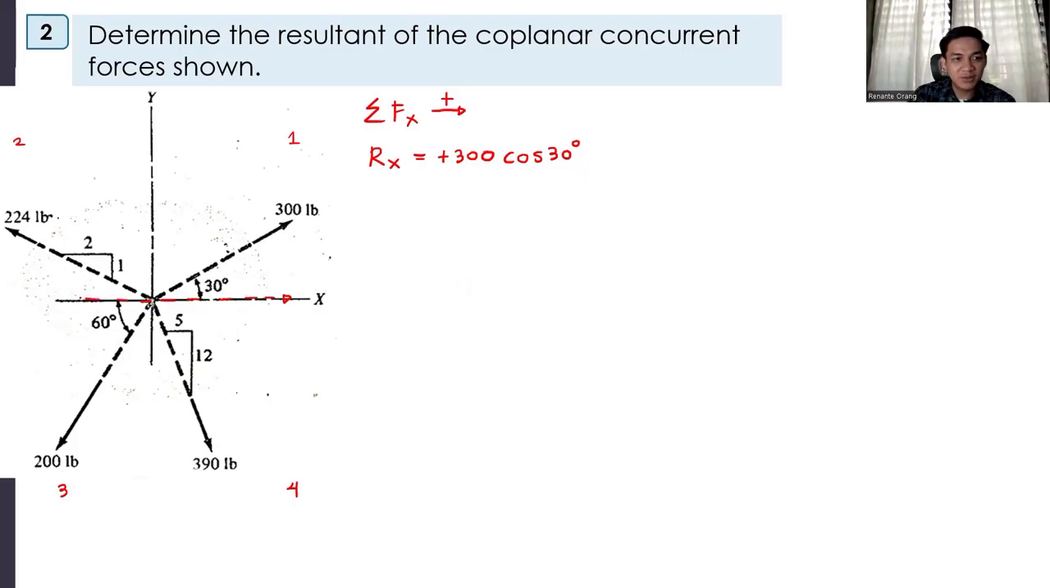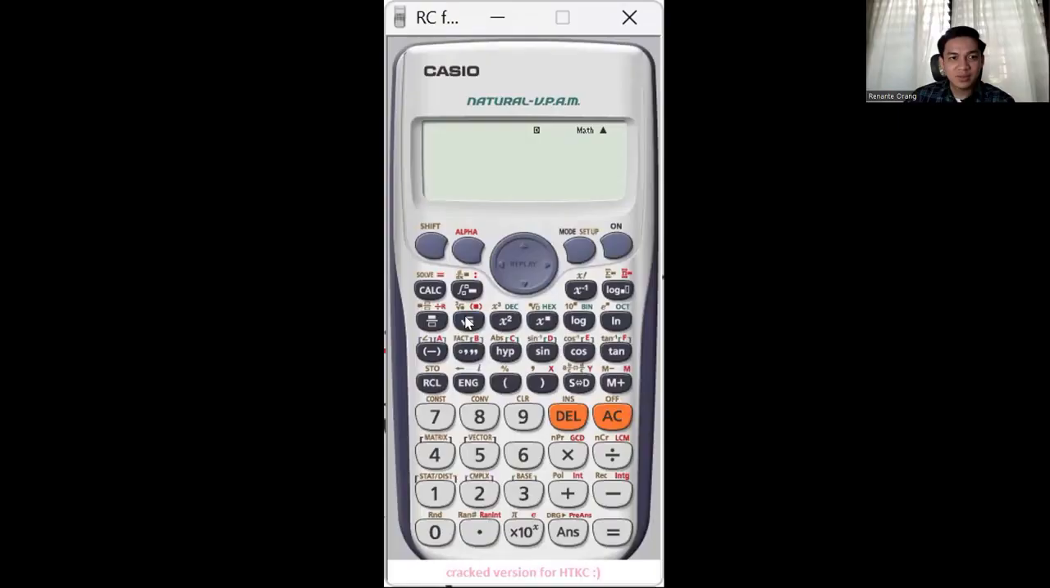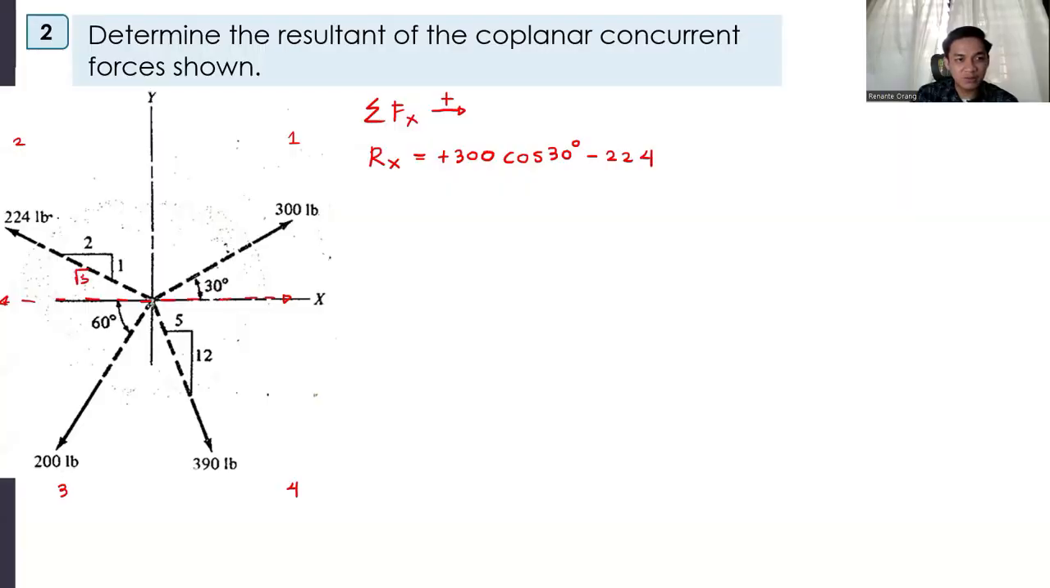Proceed tayo kay force 2. Papunta po siya sa left. So that is negative 224. Multiply natin sa ating common triangle. But first, we need to solve for the hypotenuse of this triangle. So input lang natin sa ating calculator, that is the square root of 1 square plus 2 square. The square root of 1 square plus 2 square is equivalent to square root of 5. Lagay natin square root of 5.